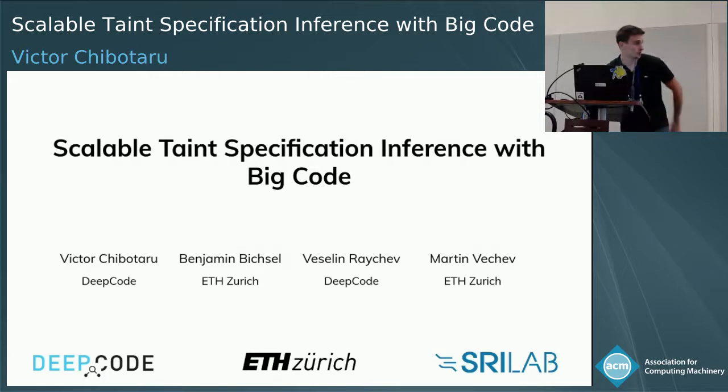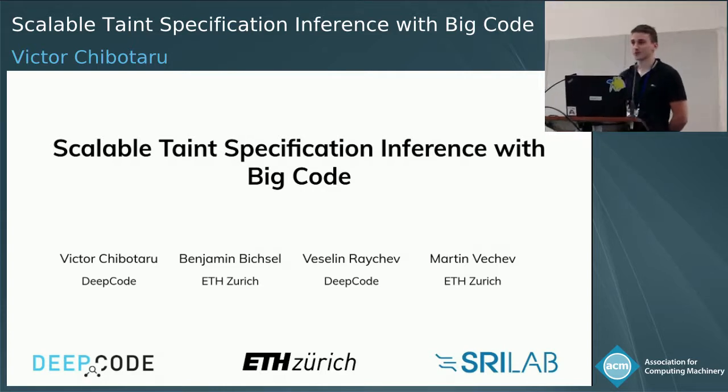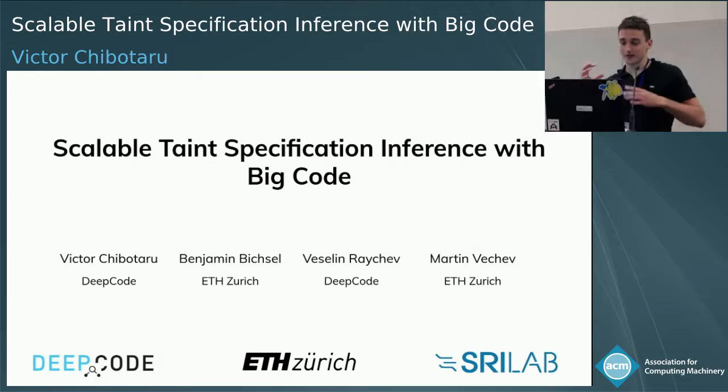Hey everyone, my name is Victor. I'm here today to present our talk, which is a joint effort between DeepCode and SRI Lab of ETH Zurich. After the previous talk, you probably figured out that we do research in the area of big code. That is, we train models on massive amounts of publicly available open source code in order to improve our results on some program analysis tasks.